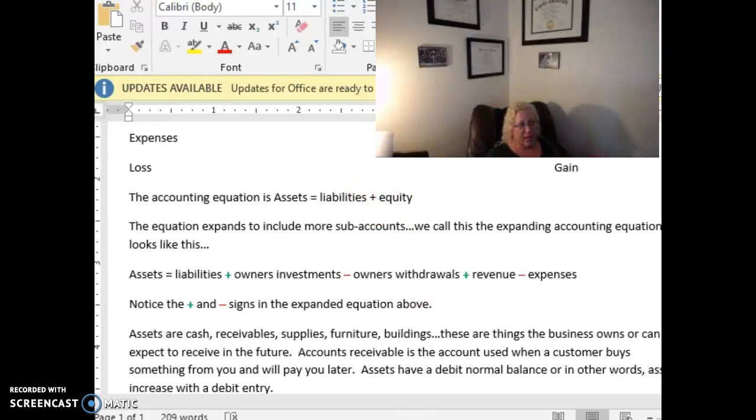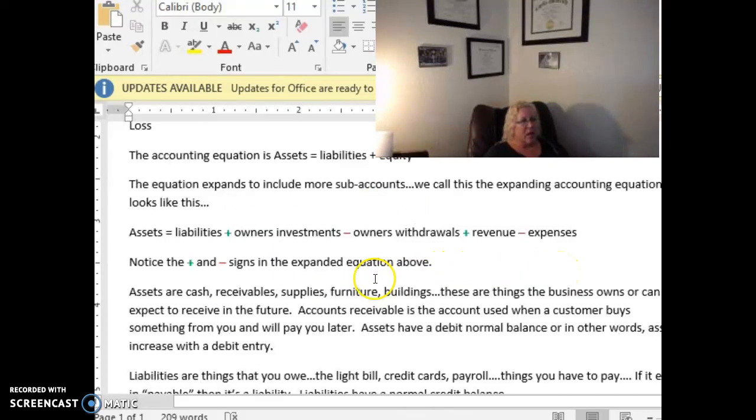We call it the expanding accounting equation. The basic equation is assets is equal to liabilities plus equity. But when we open it up a little bit, we see that within equity, we have these other types of accounts. We have owner's investment, owner's withdrawal, revenue, and expenses.